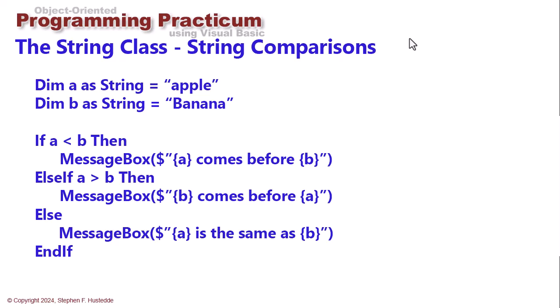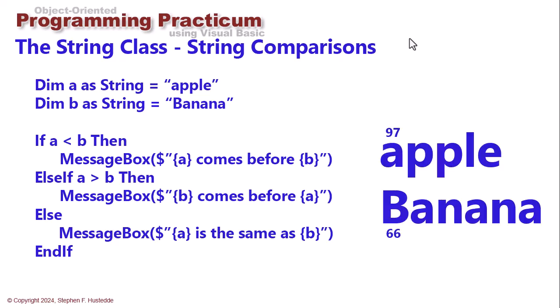If I have a conditional structure of if A is less than B, then, well, A being apple and B being banana with an uppercase B, that is a false statement, because the a of apple has an ASCII value of 97, but the B of banana has an ASCII value of 66. And it's comparing that numerical value, so 66 is less than 97, so therefore B is less than A. So A being less than B is a false statement.